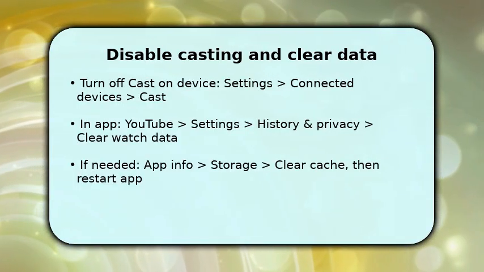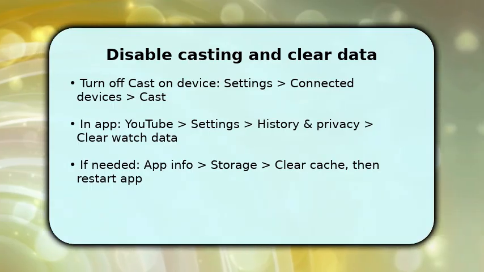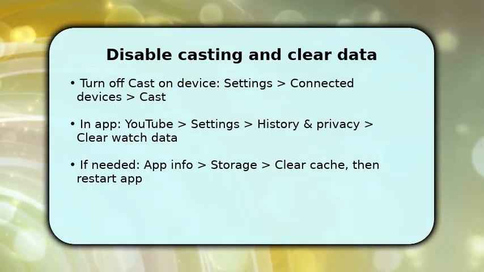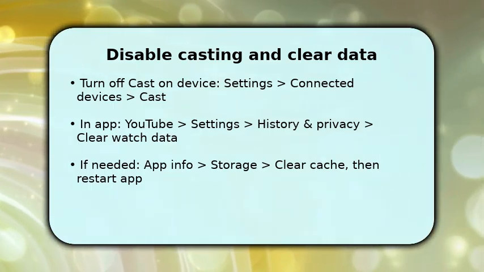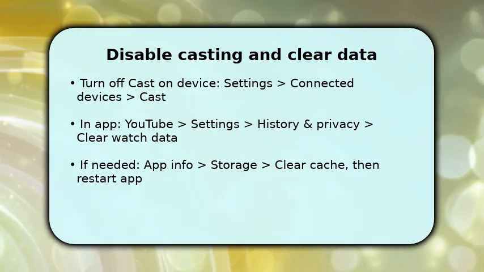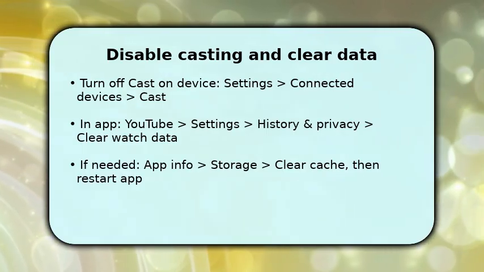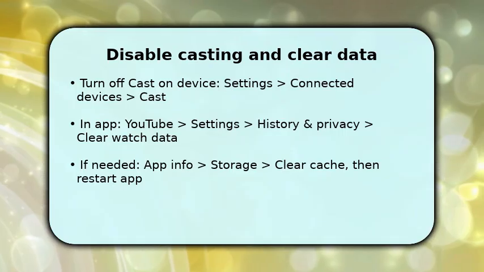On Android, go to Settings, Connected Devices, and turn off cast. On iOS, disable Bluetooth and nearby device permissions. Next, inside YouTube, go to Settings, History and Privacy, and clear watch and search data so stale device links drop.